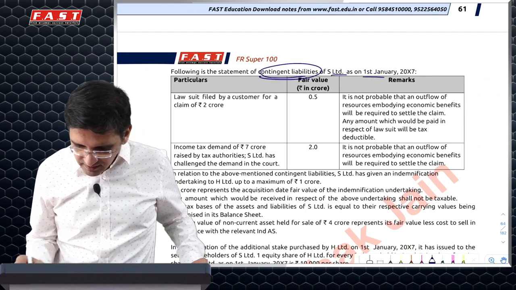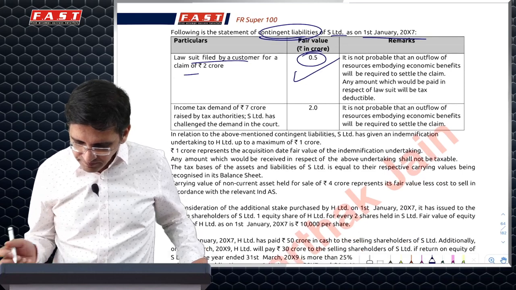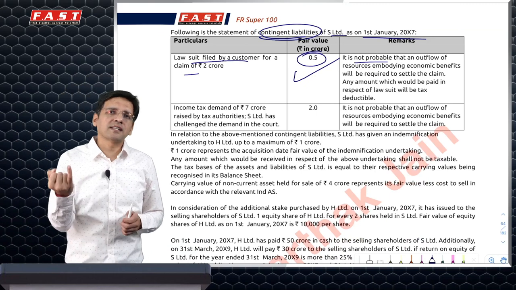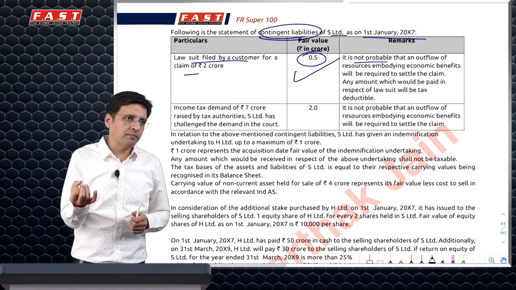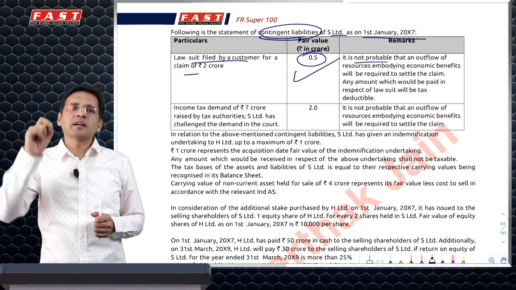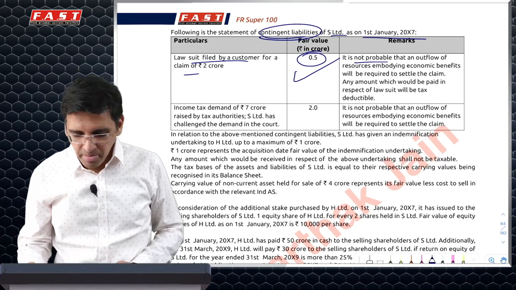Then contingent liability of S Limited are given. Lawsuit filed by customer 2 crore fair value, so we'll consider fair value. Even if it is not probable, but there is an exception. Normally, we do not recognize liabilities in the books which are not probable to be paid and only disclose it as contingent liability. But under business combination, even contingent liabilities are recognized in books at fair value. So you'll have to recognize it at fair value.